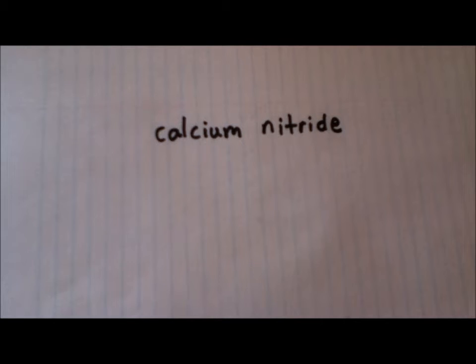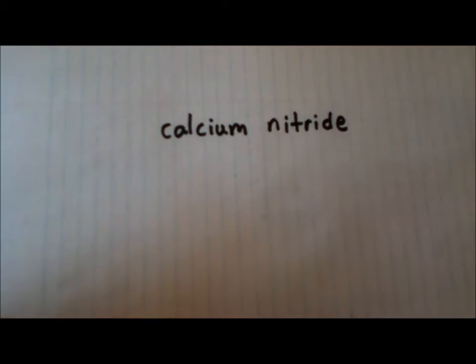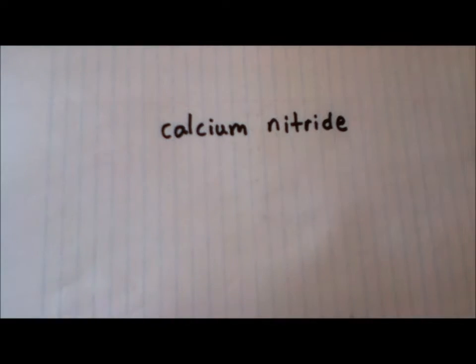This is the fifth video, writing formulas for ionic and polyatomic compounds. What we're going to do here is go through another example together, and then I'm going to give you a second example. I'll have you pause the video and try it on your own, and then I'll go through the answer with you and see how you did.